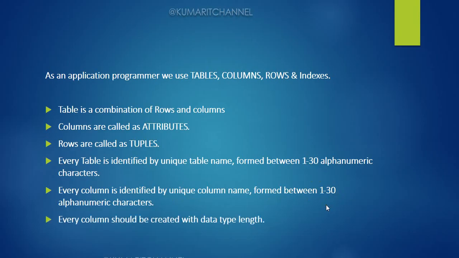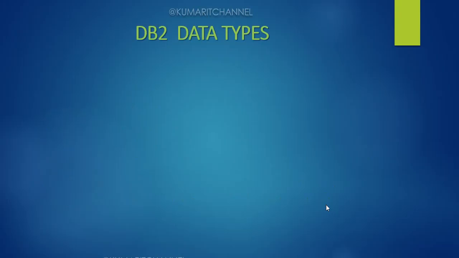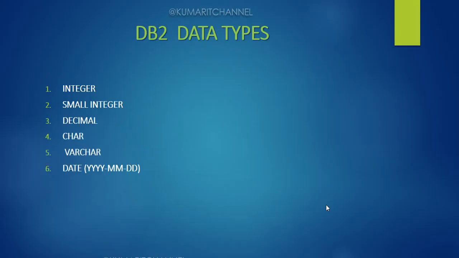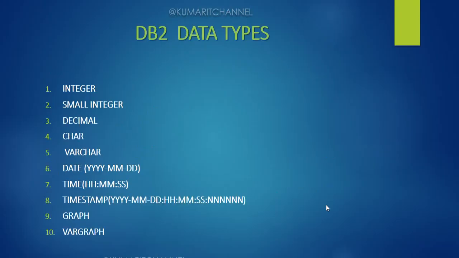Every column, when we define it, should have a length defined. DB2 data types include integer, small integer, decimal, character, varchar, date, time, timestamp, graphic, and vargraphic. These are the basic data types that we use when working in DB2.